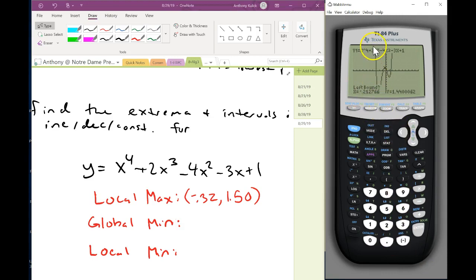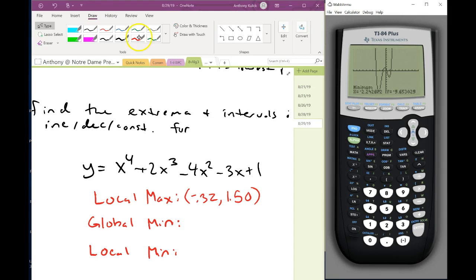So the left bound is somewhere on this section of the graph. So I'm going to scoot my cursor over to that section. That looks good, and press enter. Then a right bound, so that's somewhere on this section of my graph. So I'll move over to there. That looks good. I'll press enter. And then I guess I'll just press enter again.